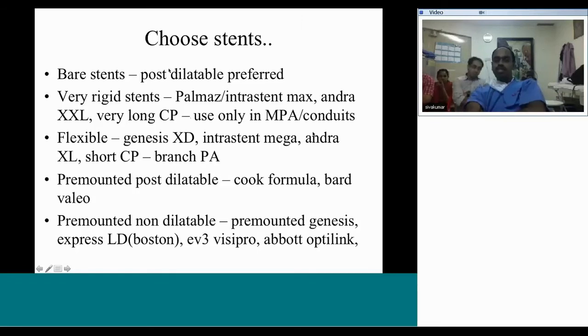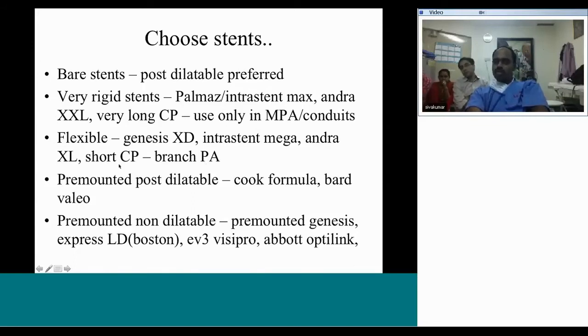How will you choose the stent? Bare stents which are post-dilatable are always preferred. There are certain very, very rigid stents like Palmaz stent from Cordis, Intrastent Max from EV3, Andra XXL from Andra, long CP stents. These are to be used only in the main pulmonary artery or conduits. For right and left pulmonary artery, you may have to use some flexible stents: Genesis XD from Cordis, Intrastent Mega from EV3, Andra XL from Andra, sharp CP stents. These are for the branch pulmonary artery.